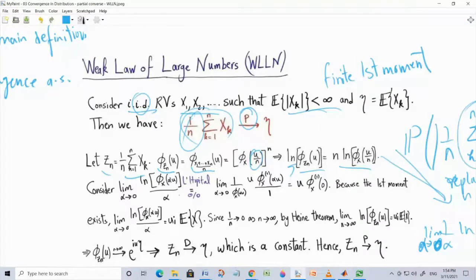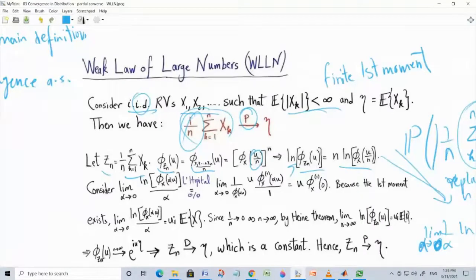Now L'Hopital's rule requires that you differentiate, and now we will have to differentiate the logarithm using the chain rule. So we'll have basically 1 over the characteristic function multiplied by the first derivative of the characteristic function with respect to alpha. But who says that the characteristic function is differentiable?